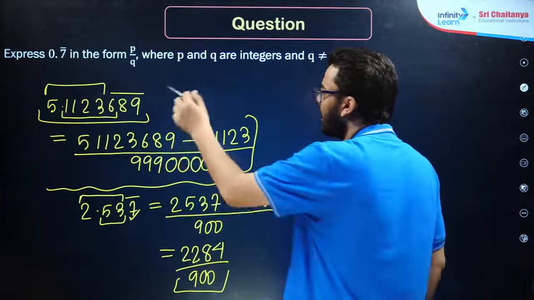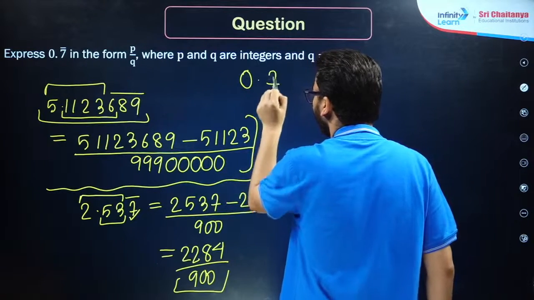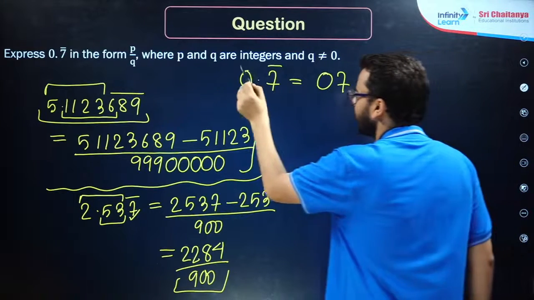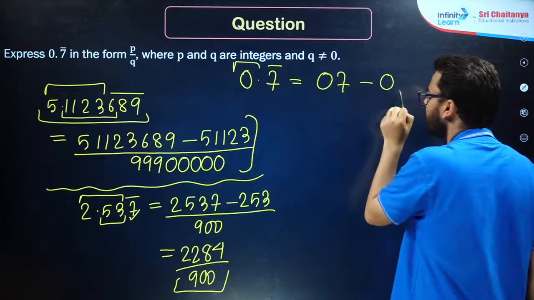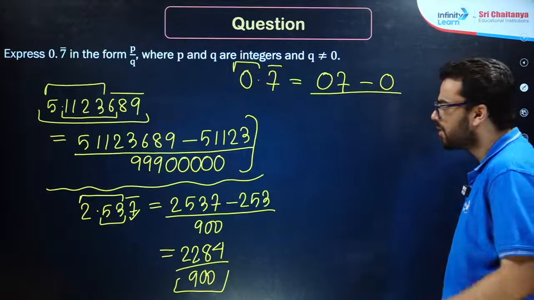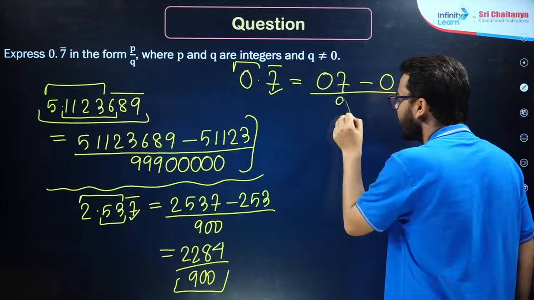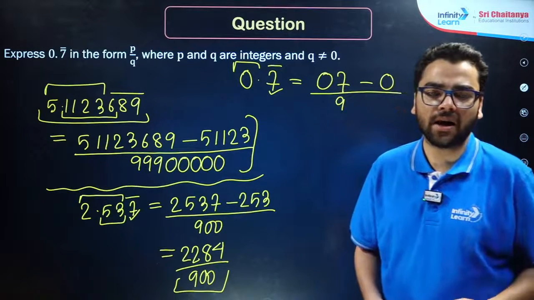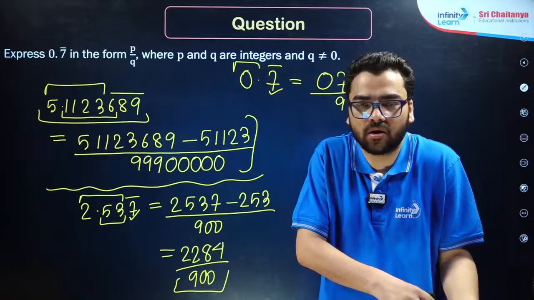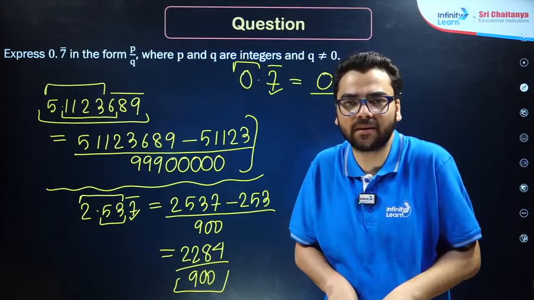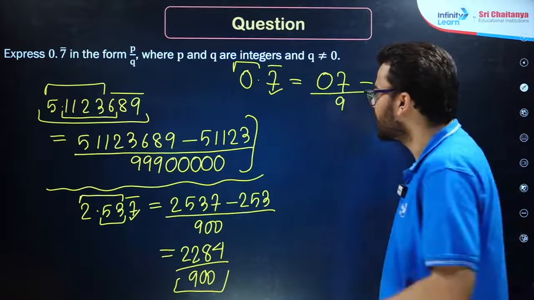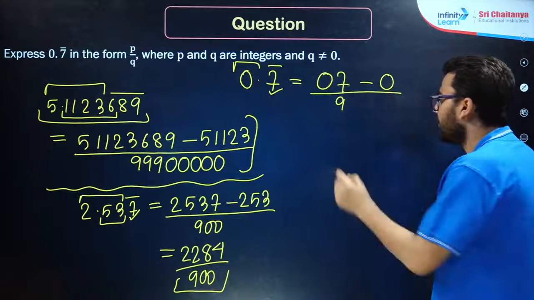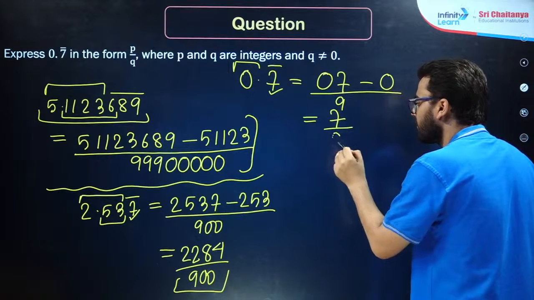So for example, I have got 0.7 and I put a bar over it. Write the complete number minus the number on which bar is not there, divided by, on one digit bar is there, so 9 will come. Now how many digits after the decimal are there on which bar is not there? There is no such digit, so 0 will not come. So the answer is 7/9.